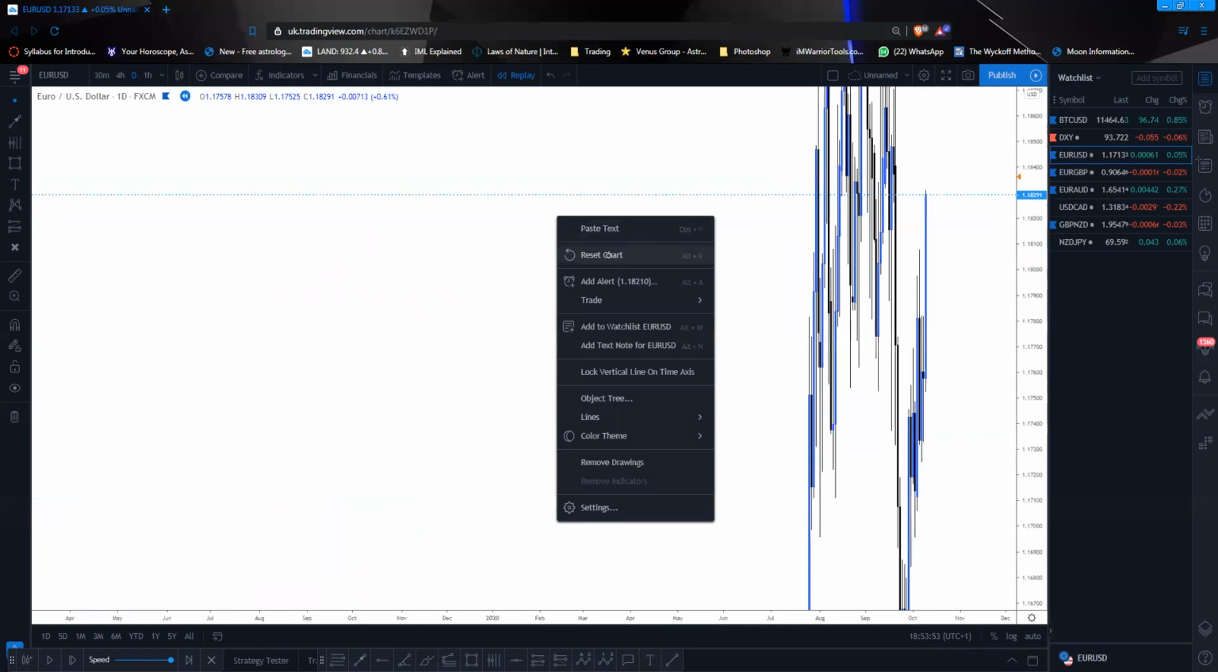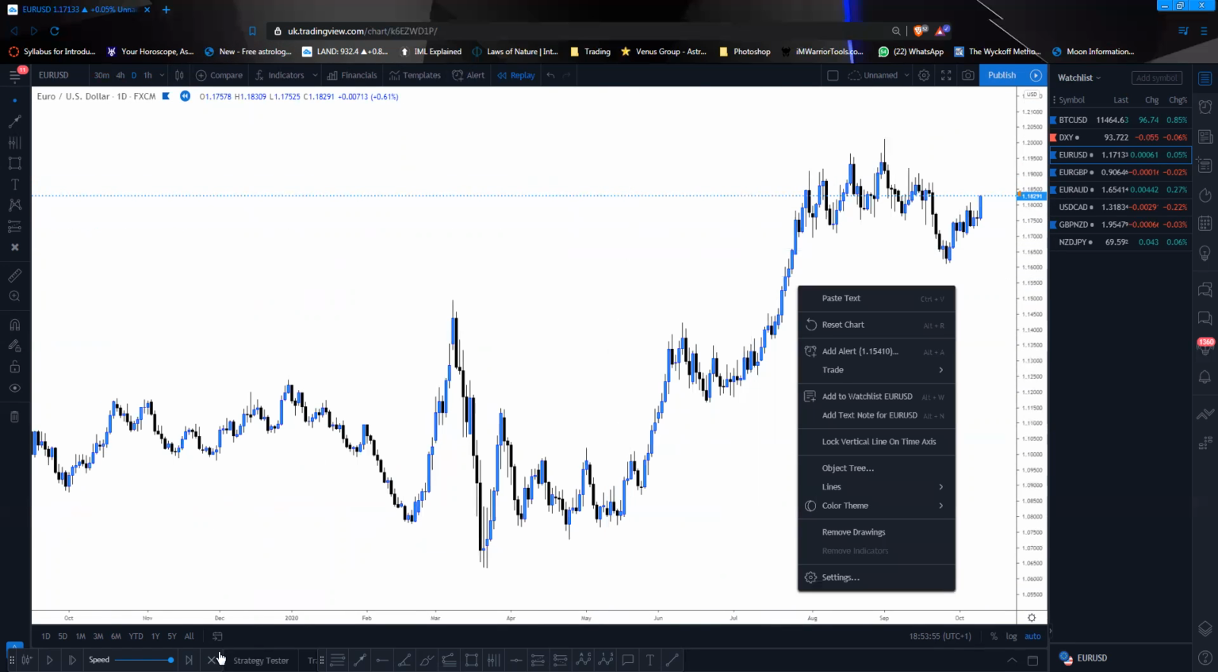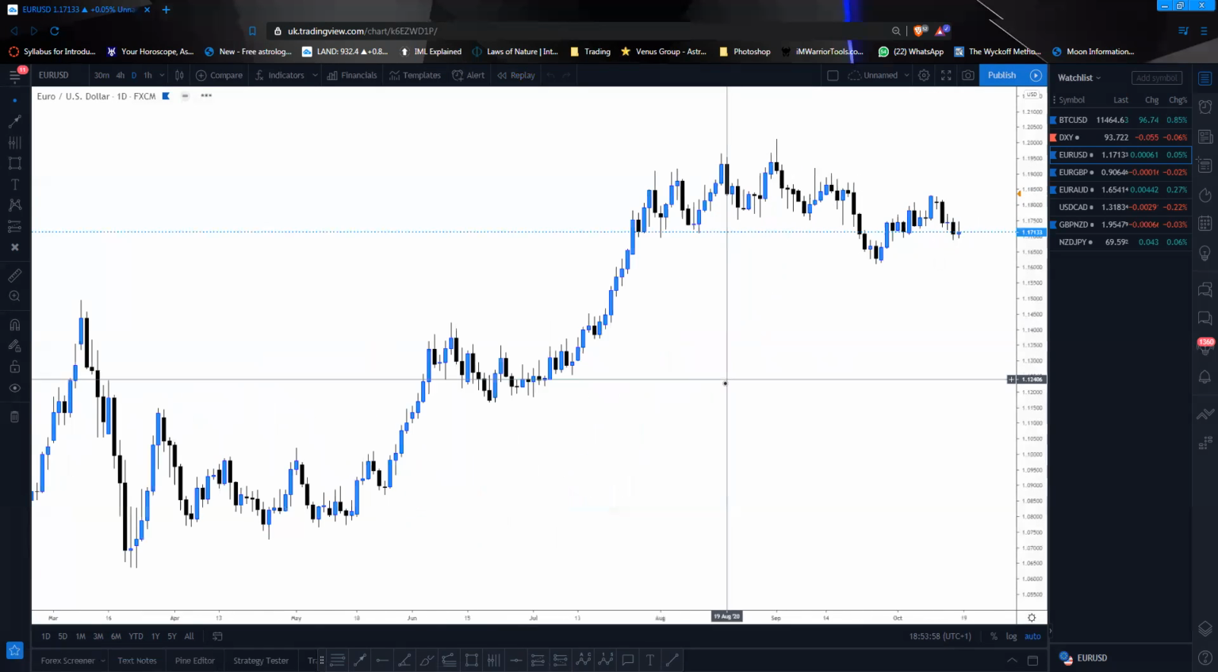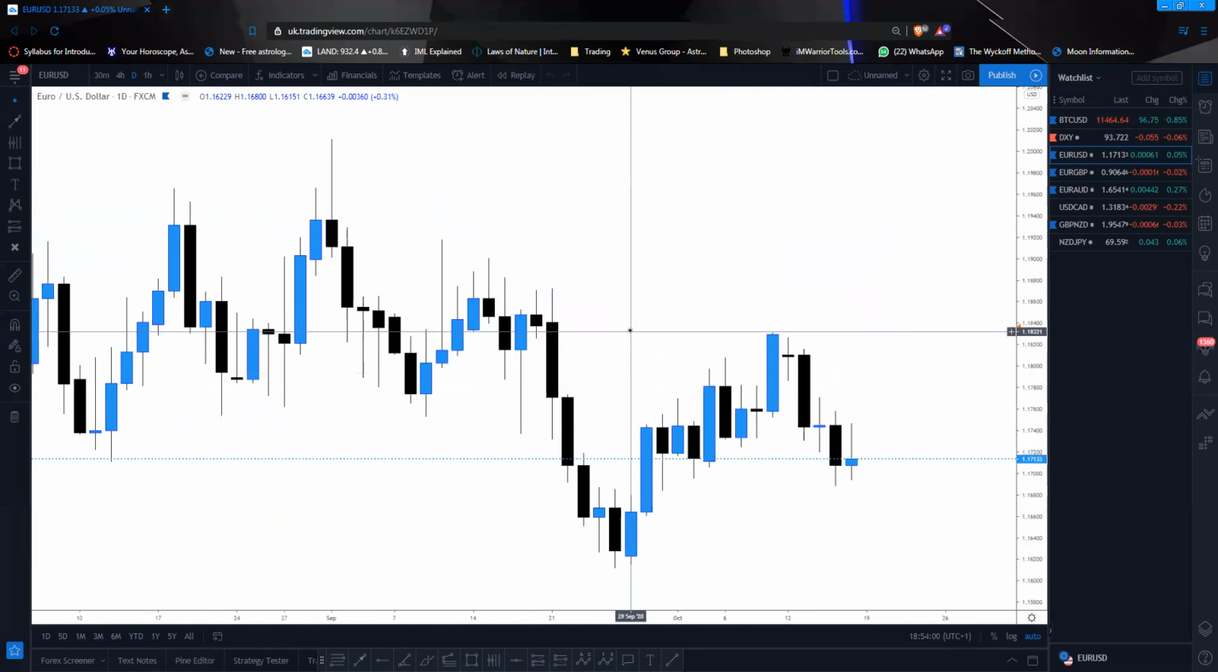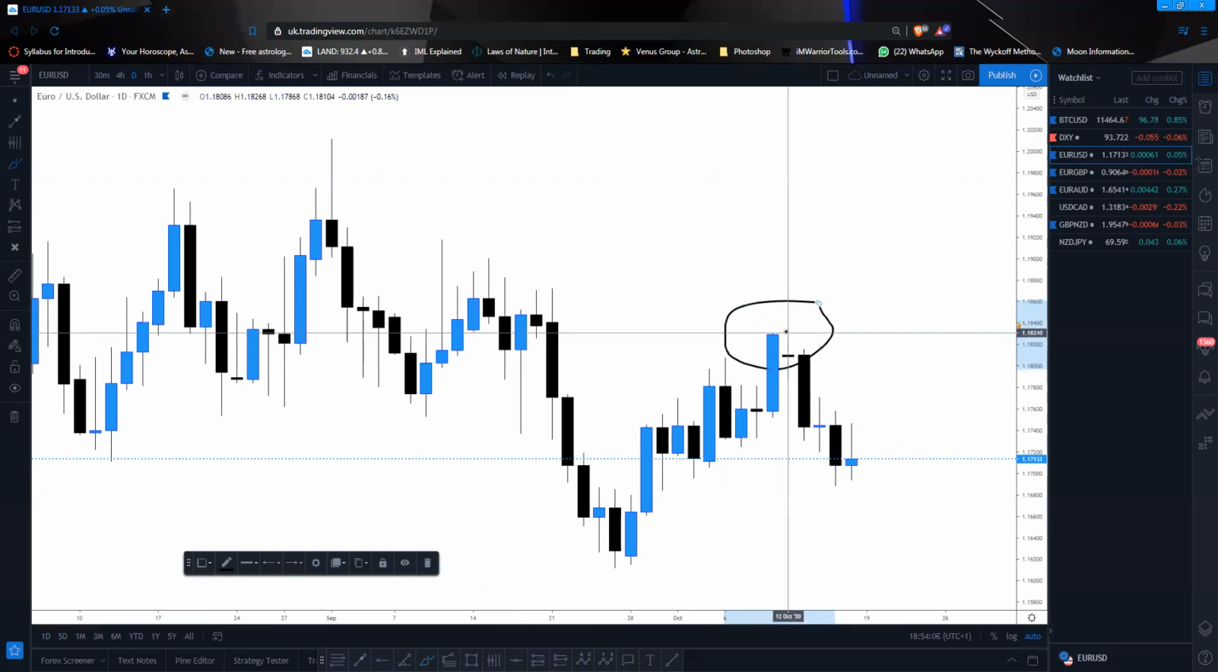Find the area where price reversed, and then look for your rules. That's all it is. Okay, cool. Price reversed here. Okay, cool. Let's take price back.